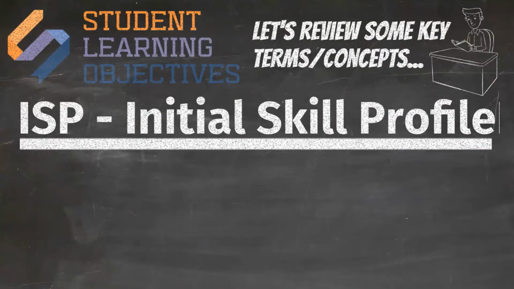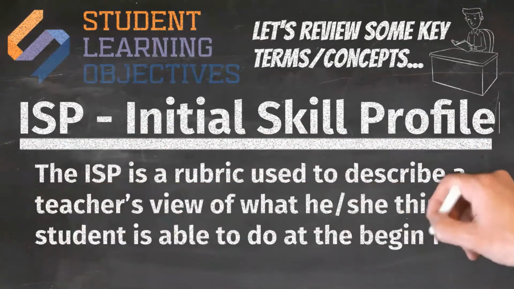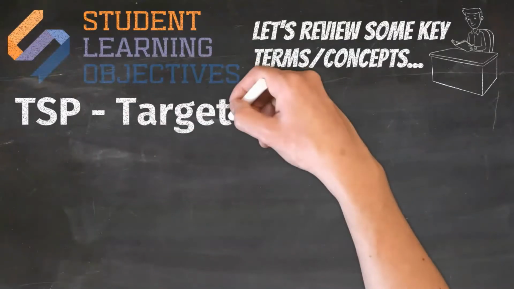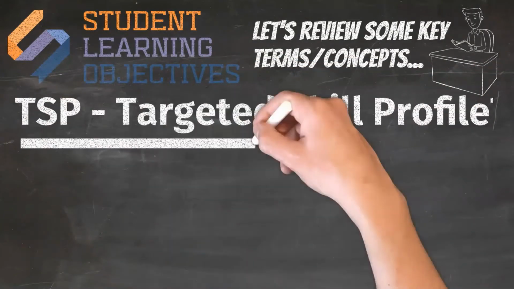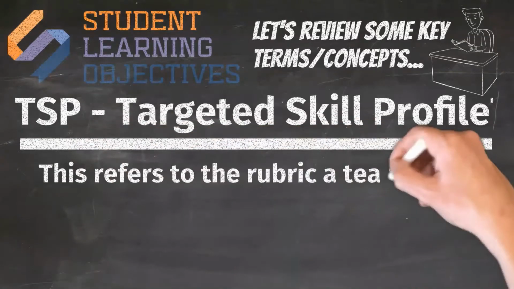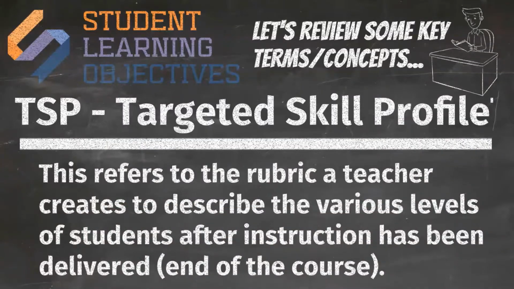The ISP, or Initial Skill Profile, is a rubric that the teacher creates to describe a teacher's view of what he or she thinks a student will be able to do at the beginning of the year prior to any instruction. Again, ISP is the Initial Skill Profile. The TSP, the Targeted Skill Profile. This refers to the rubric a teacher creates to describe the various levels of students after instruction has been delivered.